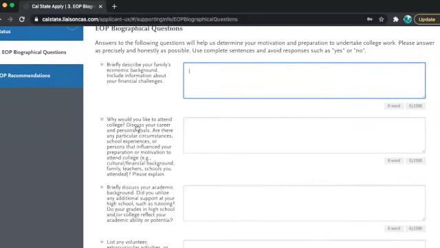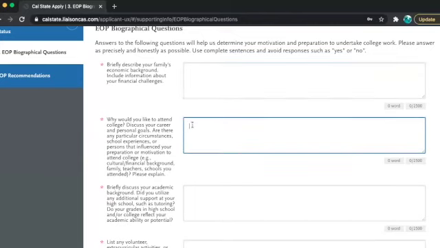Here, why would you like to attend college? Discuss your career and personal goals. Are there any particular circumstances, school experiences, or persons that influence your preparation or motivation to attend college? Examples, cultural, financial background, family, teachers, schools you attended, please explain. So this is not just saying, yes, I want to go to college. This is basically you saying, the reason why I want to go to college is this.